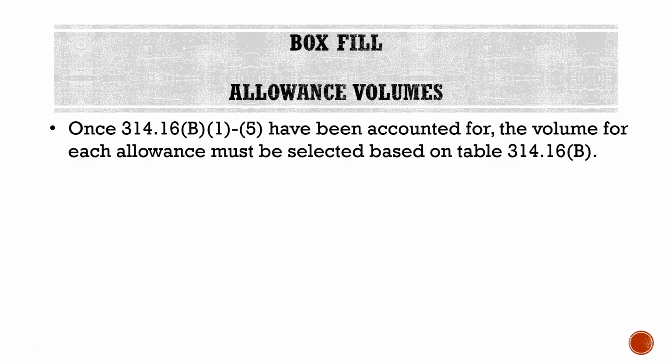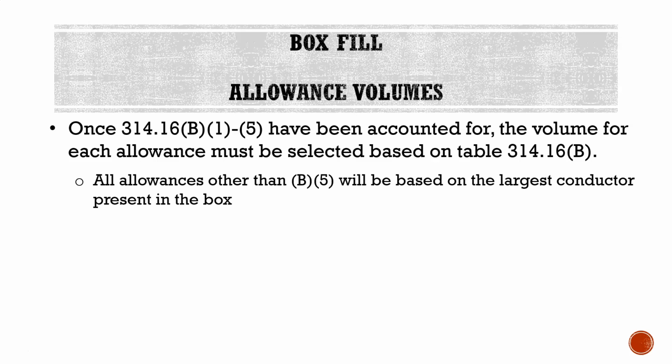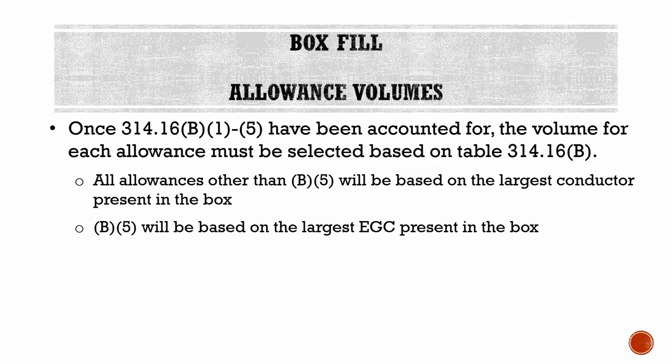Now that we've added up and counted how many allowances we need, we have to know how much volume we're going to include for each of those allowances. Once 314.16(B)(1) through (5) have been accounted for, the volume for each allowance must be selected based on table 314.16(B). All allowances other than B5 will be based on the largest conductor present in the box. B5 will be based on the largest equipment grounding conductor present in the box. In our previous slide there was a total of 10 allowances, not counting the equipment grounding conductor, and then one additionally for the equipment grounding conductor.